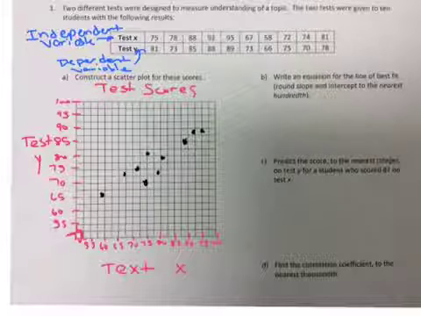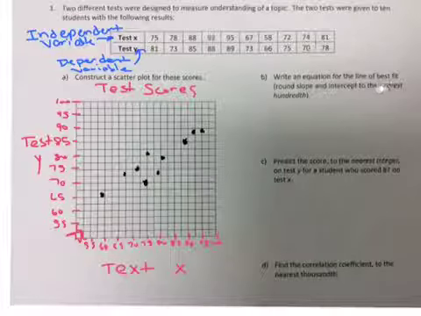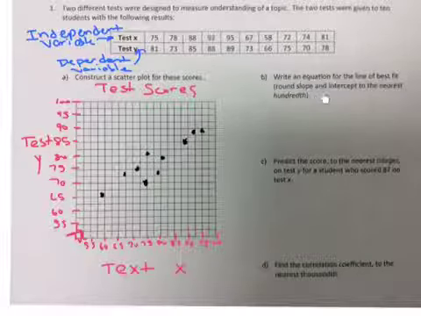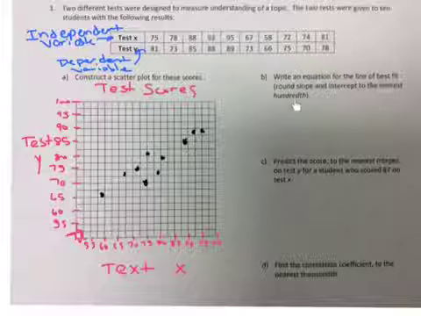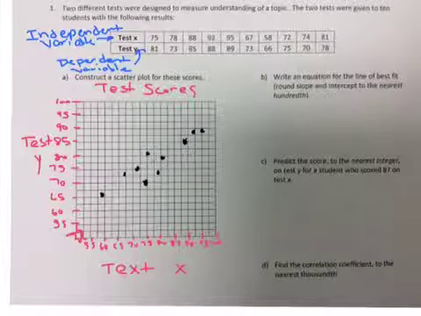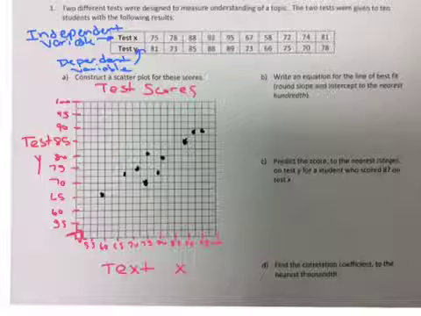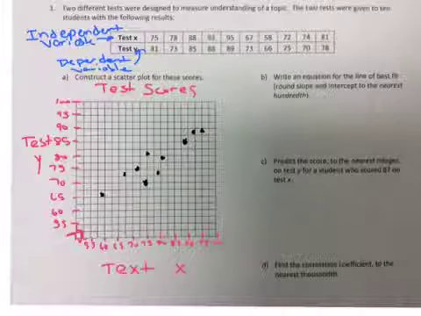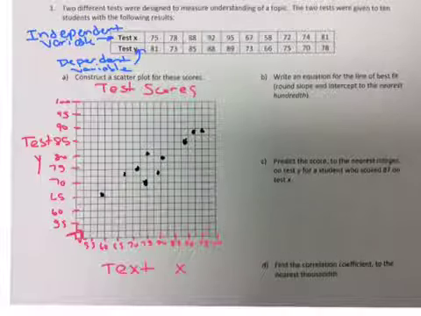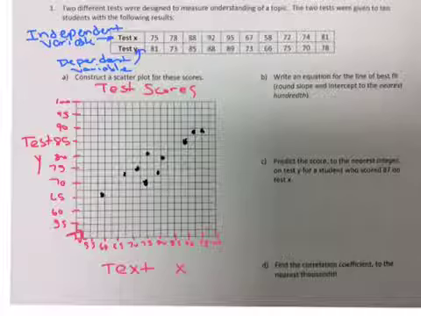Okay, now part B says to write an equation for the line of best fit, and it wants us to round the slope and intercept to the nearest hundredth. So what we're looking for is a line that most accurately represents these points. Now, it's not going to go through every single point because we can see right away that these points don't form a straight line. They don't have a perfect correlation, but we're going to find the line that most accurately represents them. So it might be somewhere right around here. And luckily, we're able to do this in our calculator.